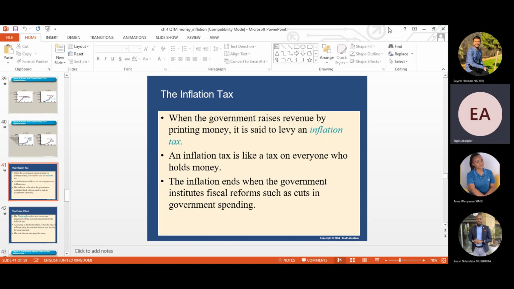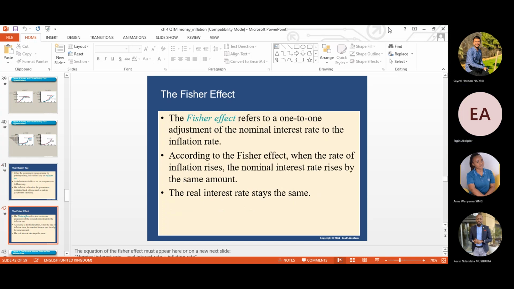An inflation tax is like a tax on everyone who holds money. The inflation ends when the government institutes fiscal reforms, such as cutting the government spending. The Fisher effect refers to one-to-one adjustment of the nominal interest rate to the inflation rate.